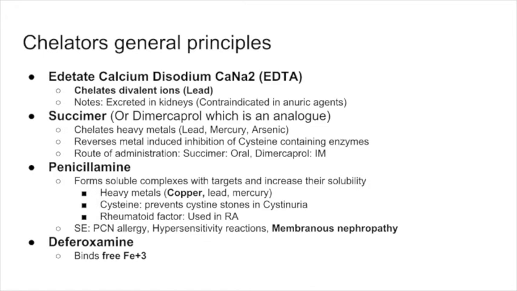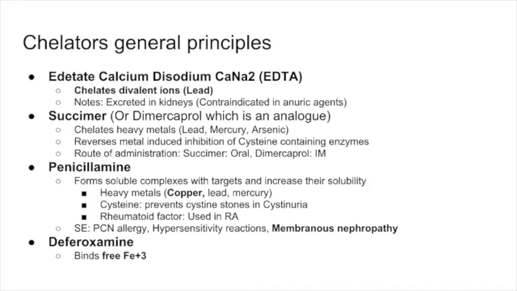It forms complexes in three different settings. The first is that penicillamine is used for heavy metals like copper, lead, or mercury, mainly copper. The second way penicillamine is used is in cystinuria, where it binds with cysteine and prevents cysteine stones. And lastly, it's also used in rheumatoid arthritis, interestingly, because it binds with rheumatoid factor and increases its solubility.